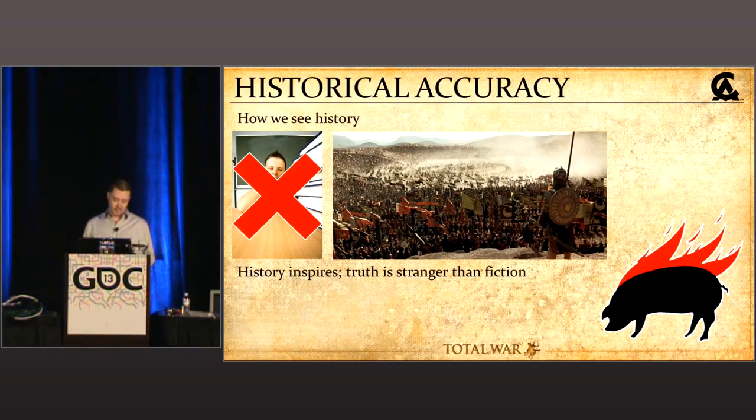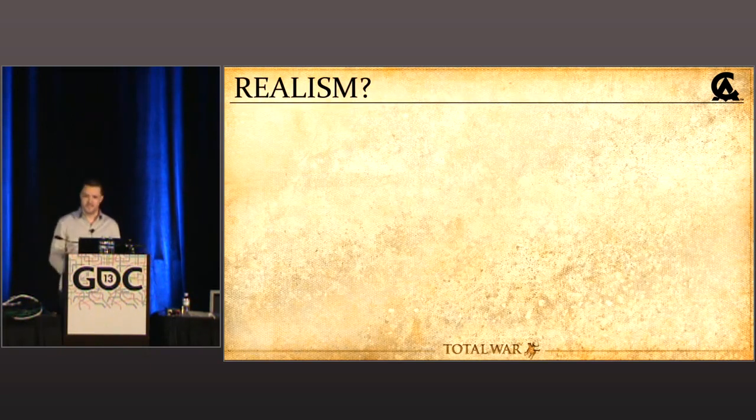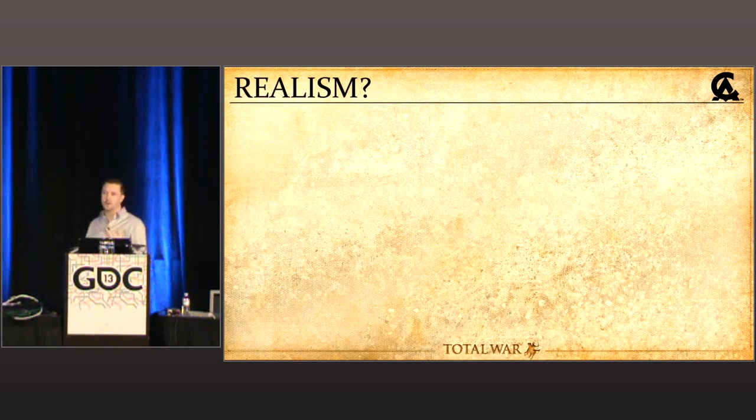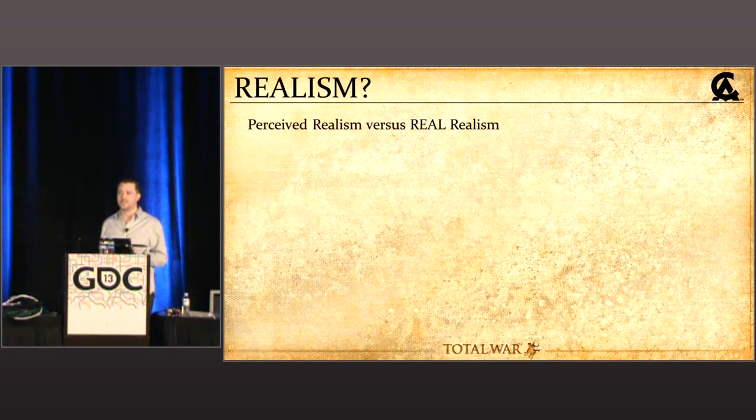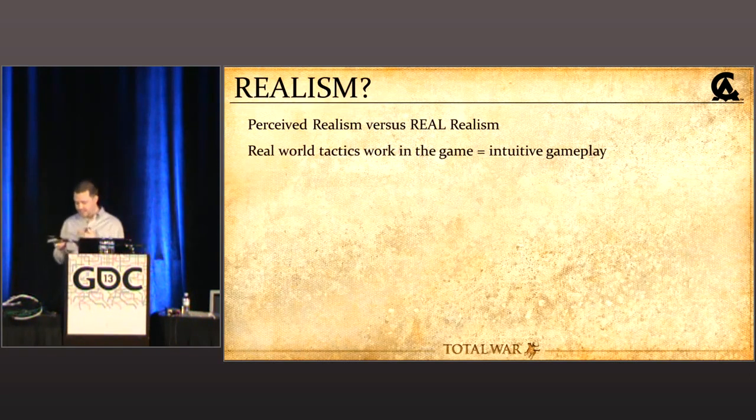So, talking about historical accuracy, I just wanted to say a few words about realism and how we think about realism. So Total War games are realistic, definitely. Now, of course, you don't want to be too realistic. Otherwise, battles might last all day with breaks for tea and collecting your dead. No, it's not about that. It's about perceived realism. So what this means is that tactics that work in the real world should work in the game, and that's absolutely key to that kind of realism. It's what keeps the game intuitive. So it means that realism has to be the servant of gameplay, not its master.